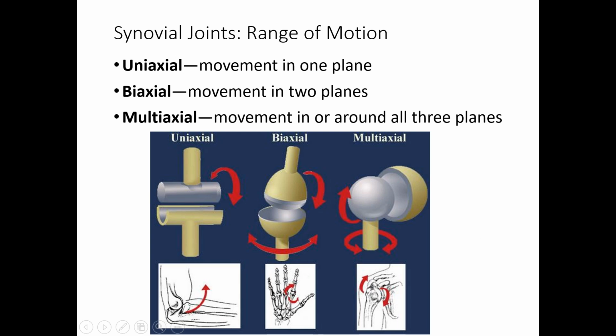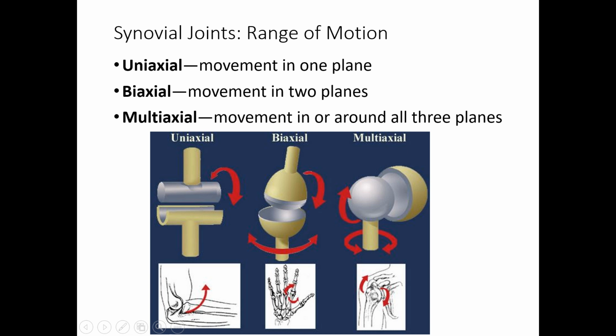Now, classification of the synovial joints by the range of motion. What does it mean? How many movements you can produce in the one joint. Let's think about elbow joint. What can you do with the elbow joint? You can flex your arm and you can extend it back. That's it. That is called uniaxial joint.